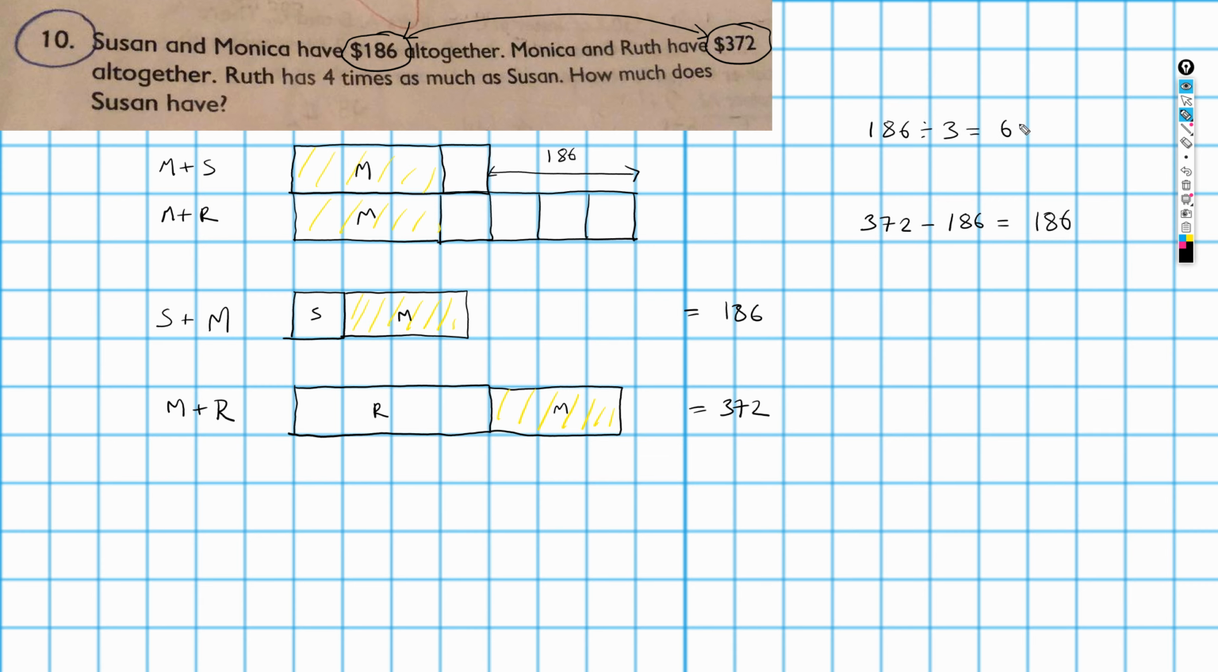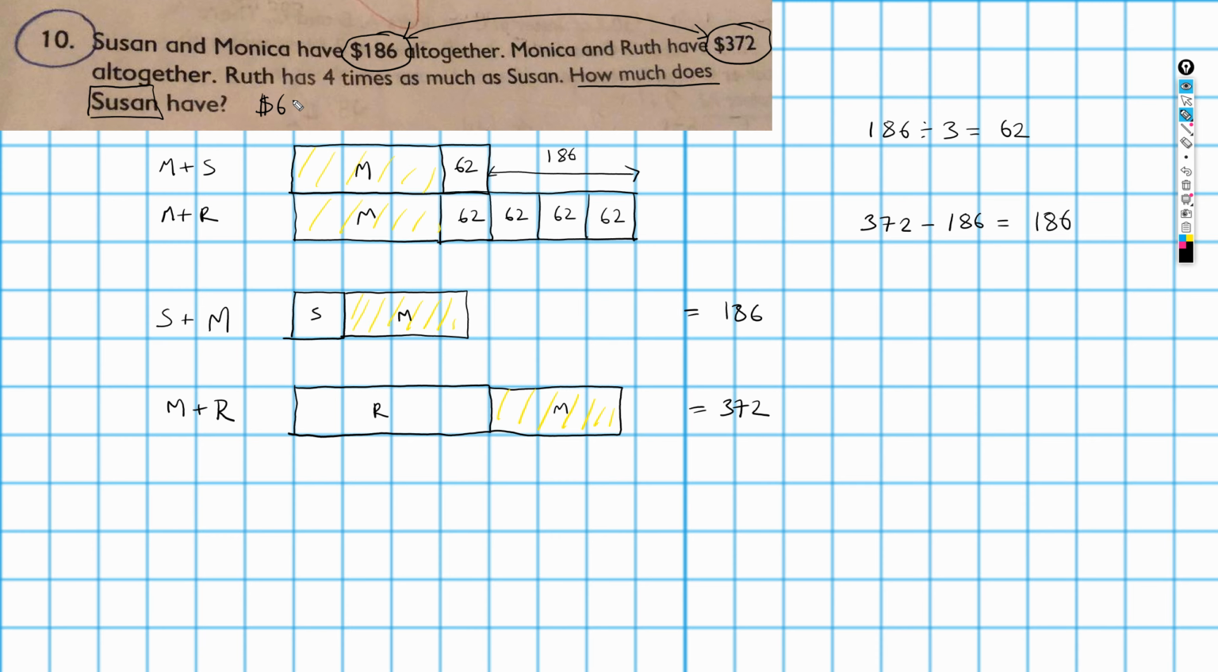And let's go back. We must be near answering the question territory. So what were we asked? We were asked, how much does Susan have? Okay, and we now have that. We've isolated Susan's amount, and that is $62.